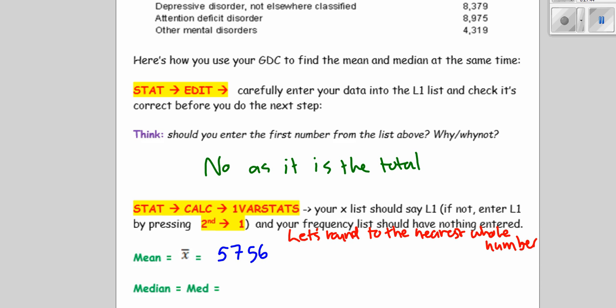I got 5, 7, 5, 6. Is that the most common answer? I can't remember what it was, I've got it written down somewhere. You can find your median on there? Yeah, you just scroll down. If you scroll down, you'll see the median.